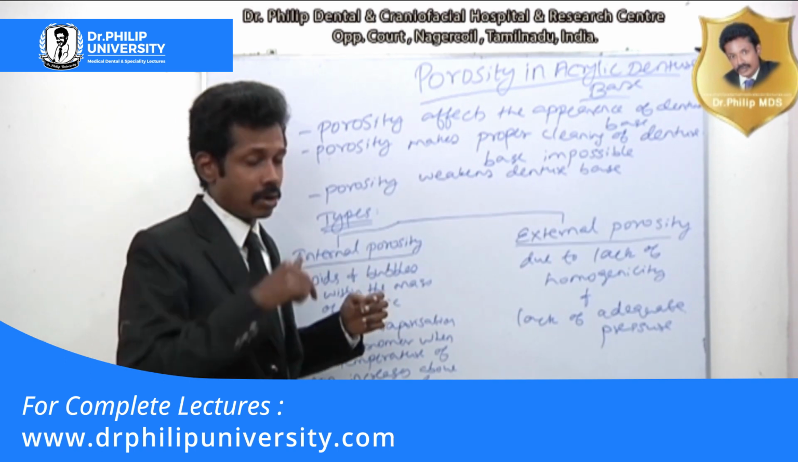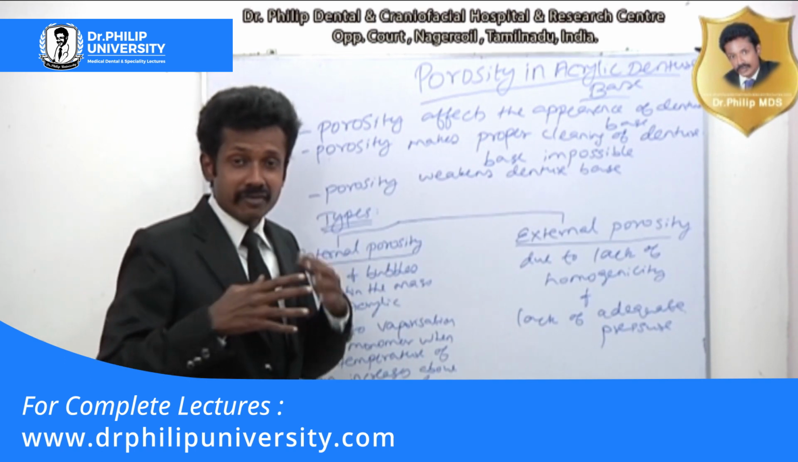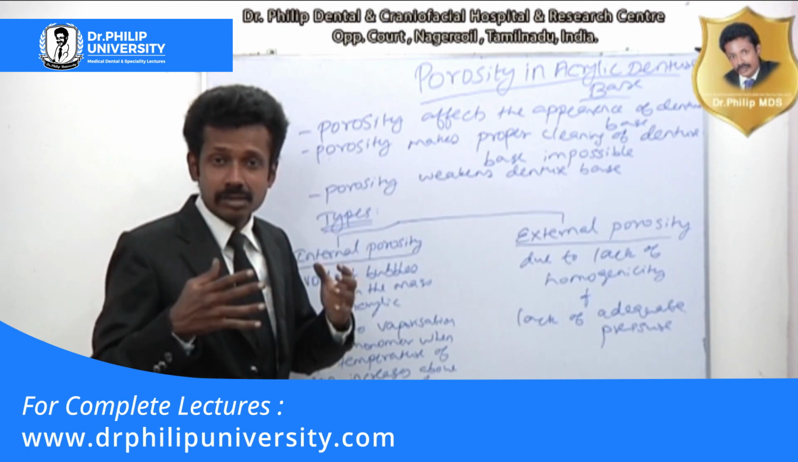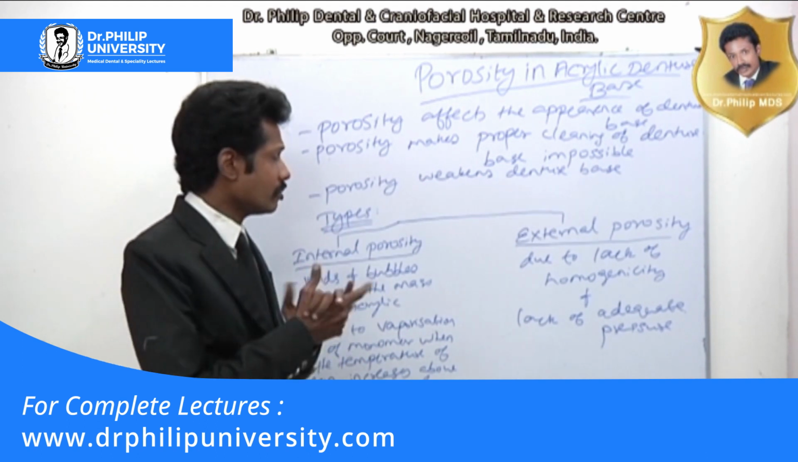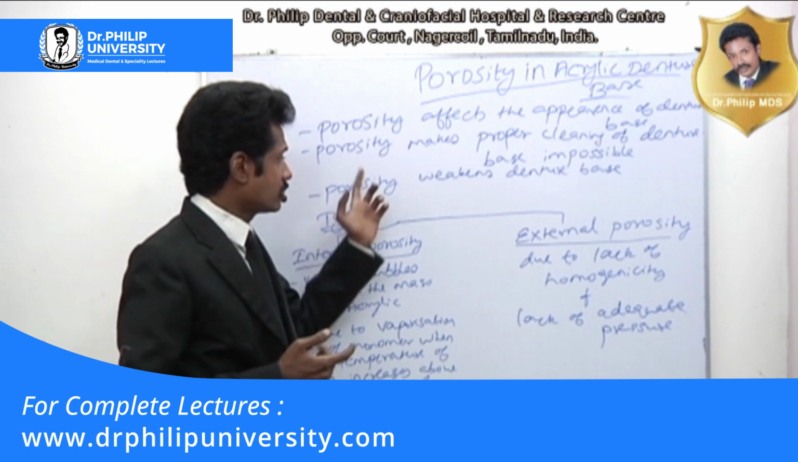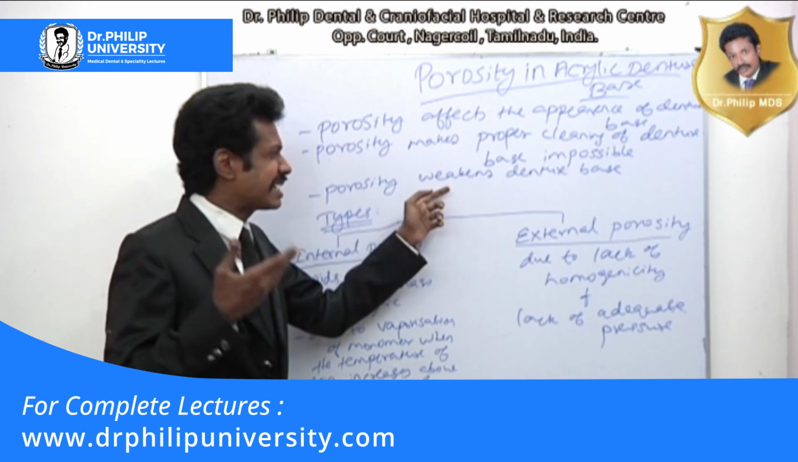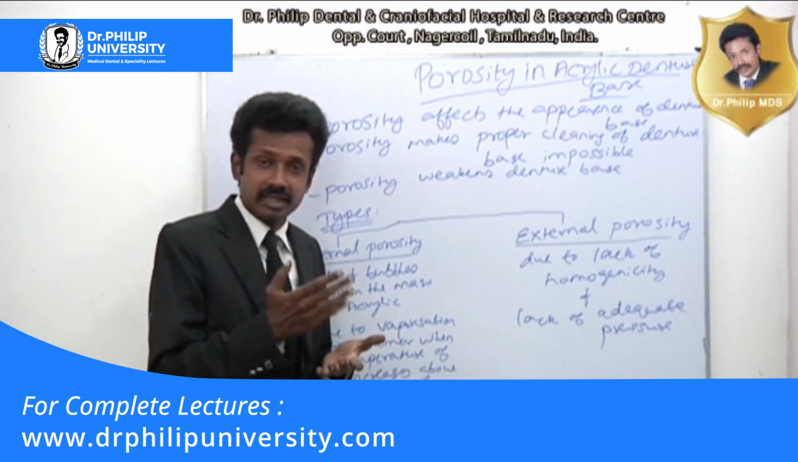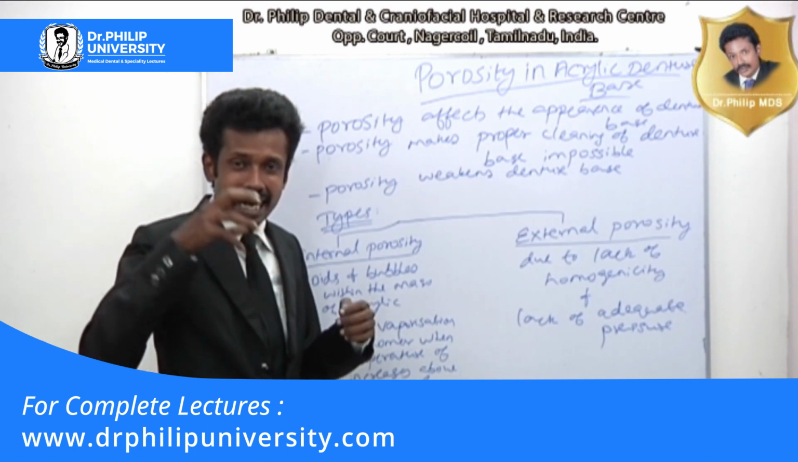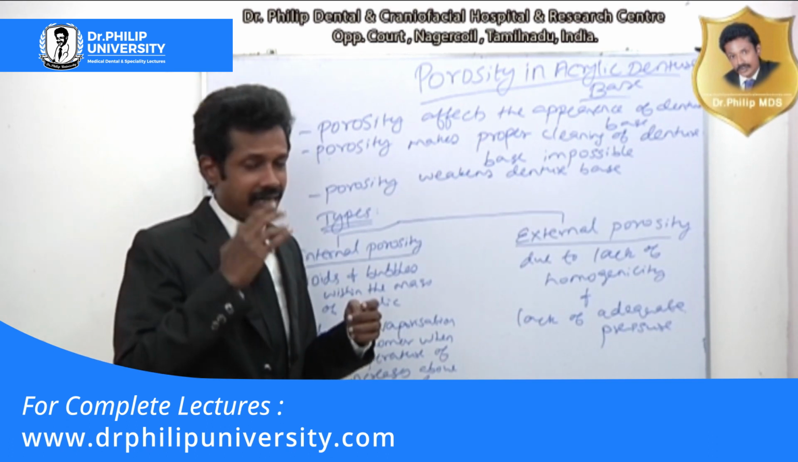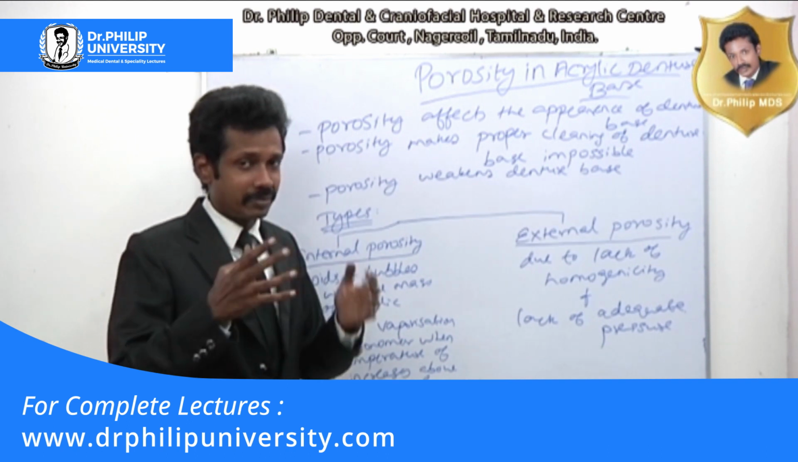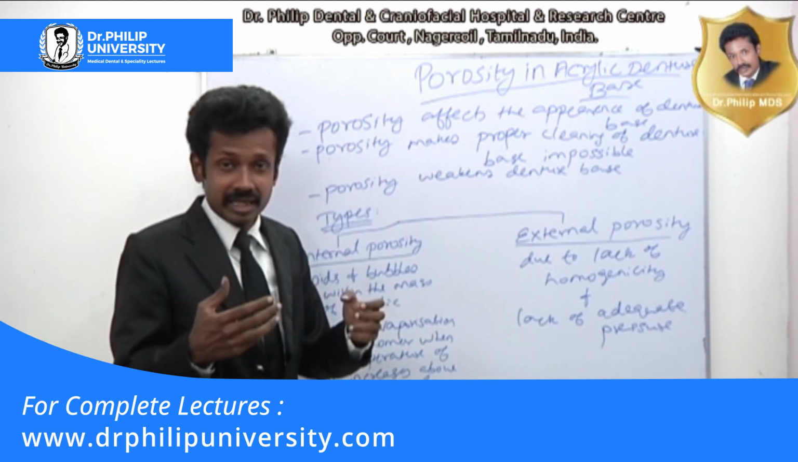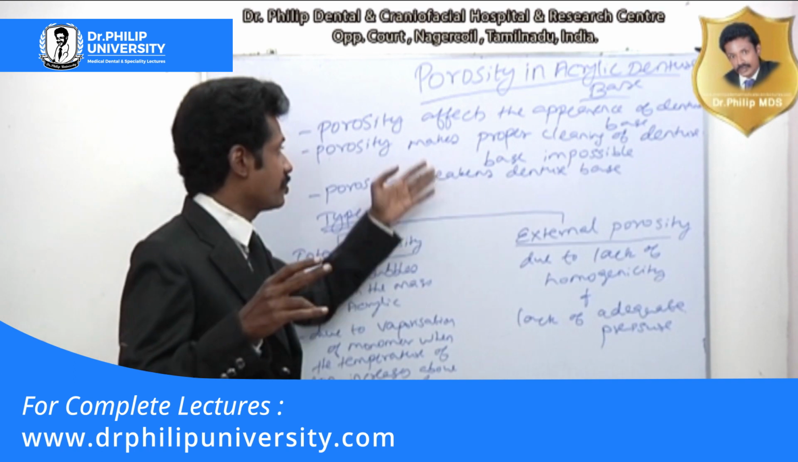This is one of the technical problems really, because more than fabricating a denture, maintaining a denture is also an important problem. Now coming to the third thing, porosity weakens the denture base. Yes, of course, without any doubt, it weakens the denture base, because at the spots of porosities there won't be acrylic material. So absence of acrylic material reduces the strength of the denture base, absolutely. So these are the three problems.